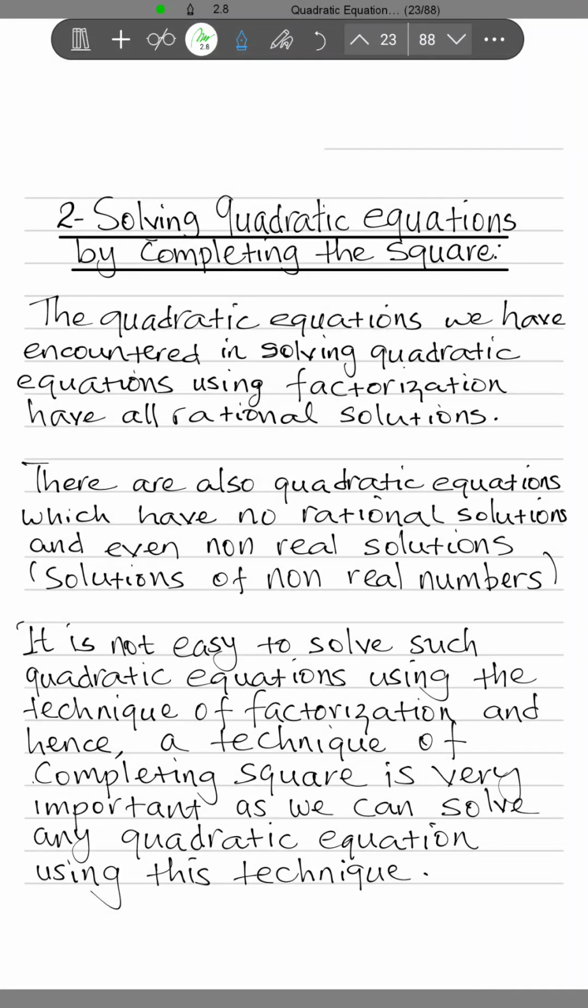Hello there. Okay, this is a continuation of part one of the quadratic equations. I have to recommend you to complete part one before we proceed to this part two.